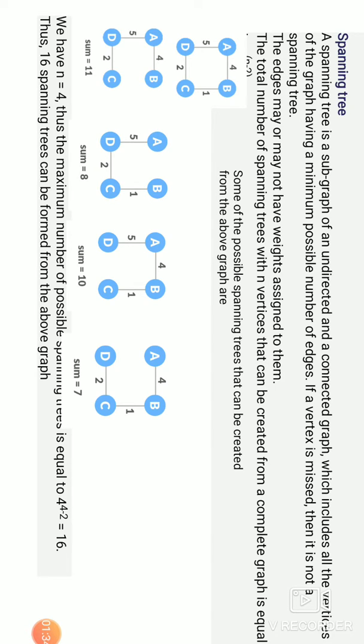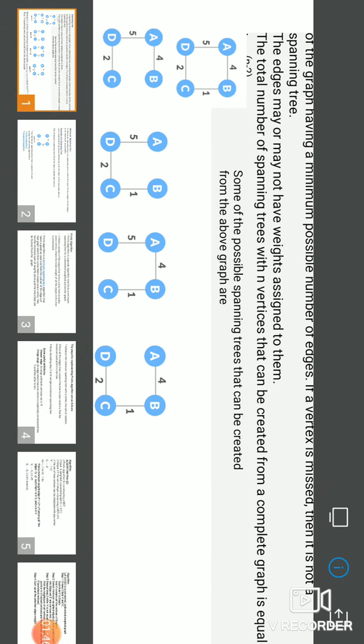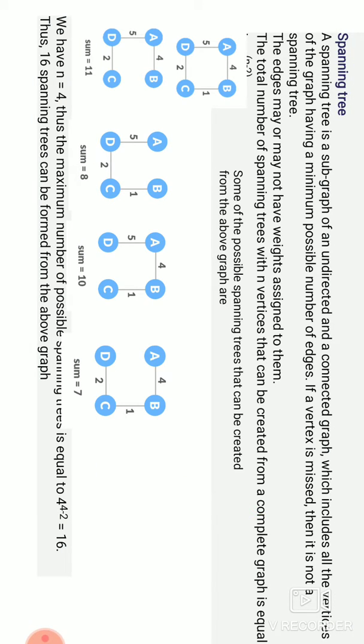And the next question is how many spanning graphs can be drawn using a single graph. So the total number of spanning graphs with n vertices in a main graph will be n to the power of n minus 2 spanning graphs. So let us take an example.